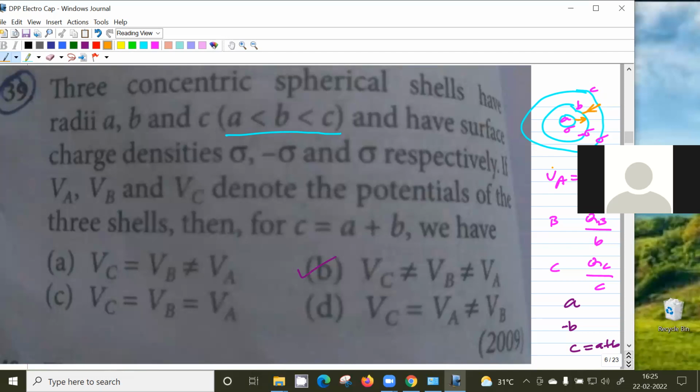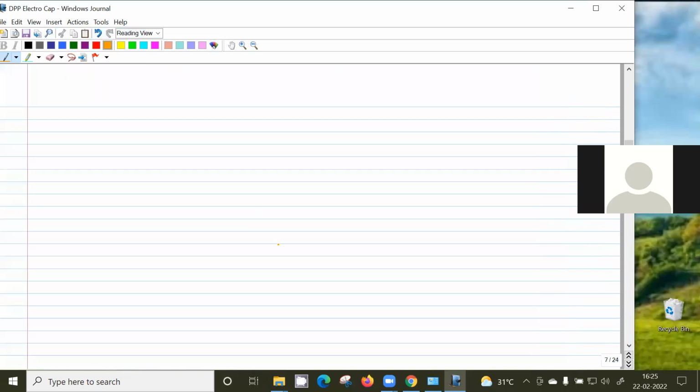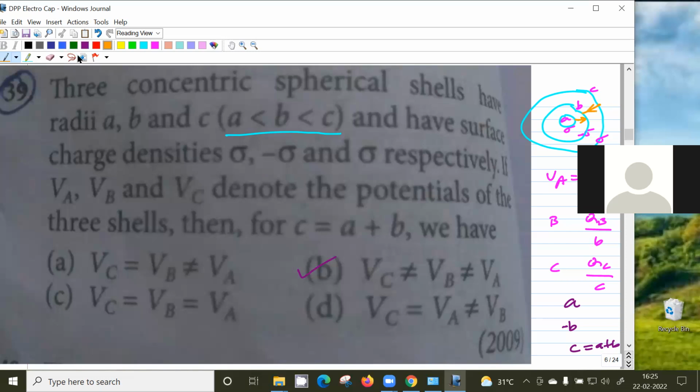Okay, so to find potential at point A, I have to find potential due to this one plus potential due to this B and the potential due to this. Inside, the potential will be the same. Okay, fine. So potential at point A, point B, you have to find out. Can you do it? I'll just tell the method.